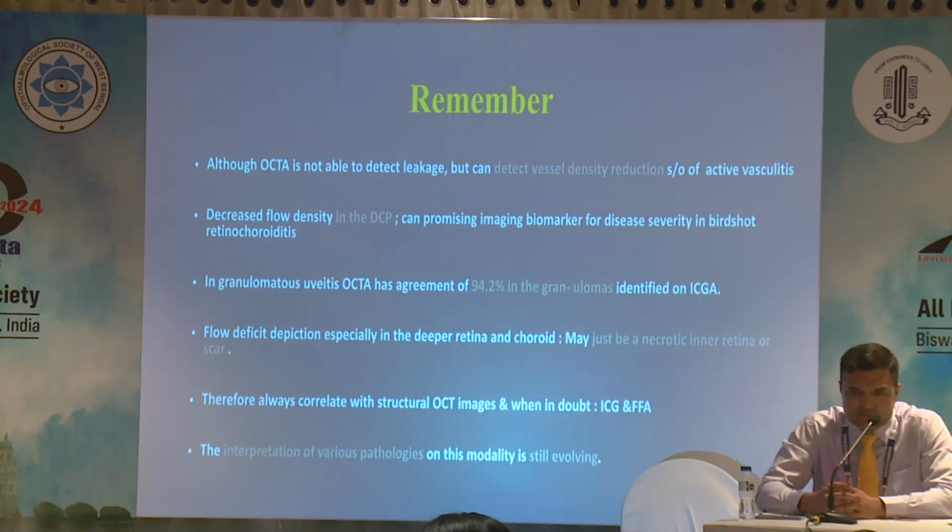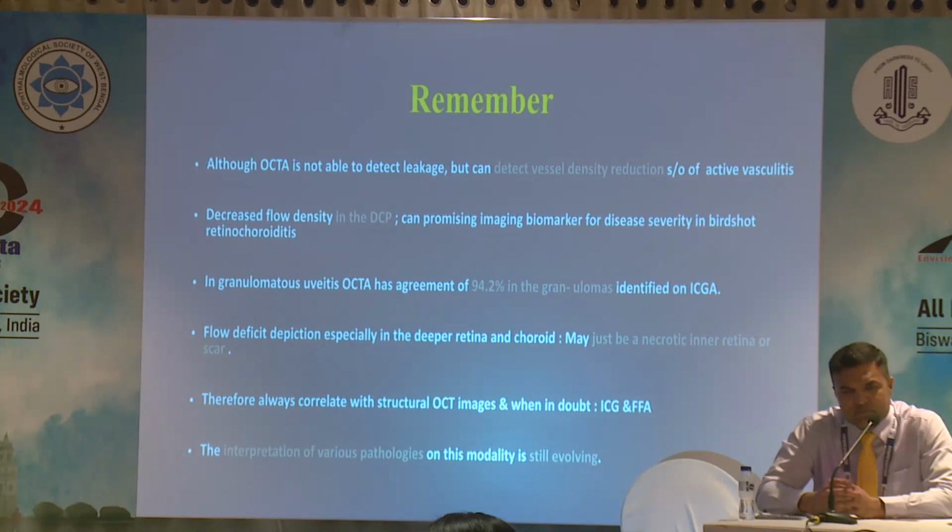Always remember that although OCTA is not able to detect leakage, it can detect vessel density, which is suggestive of active vasculitis. Decreased flow in the DCP, deep capillary plexus, as mentioned by Dr. Vinod, can be a promising imaging biomarker to assess disease severity in birdshot retinochoroidopathy. In granulomatous uveitis, OCTA has a 94 to 95% agreement with the granulomas that are seen on ICG.